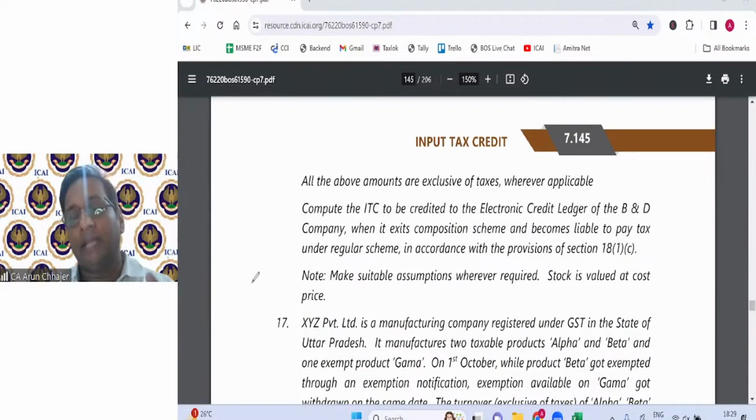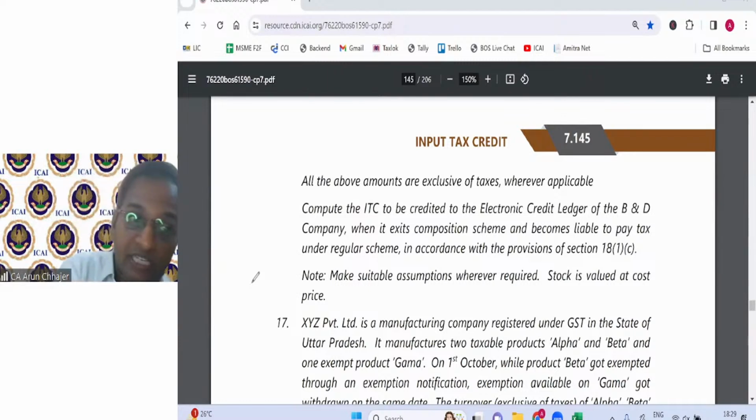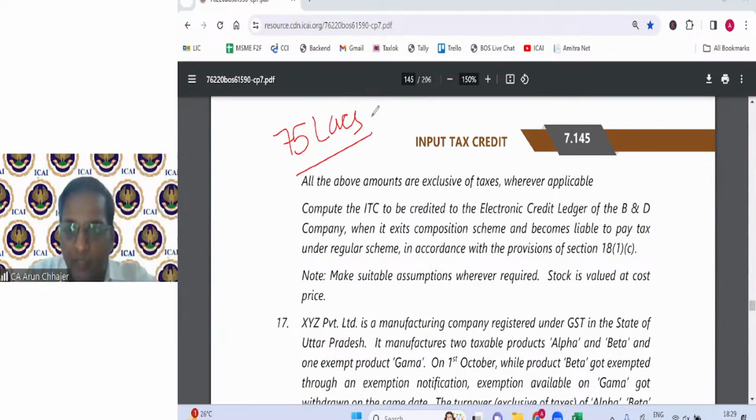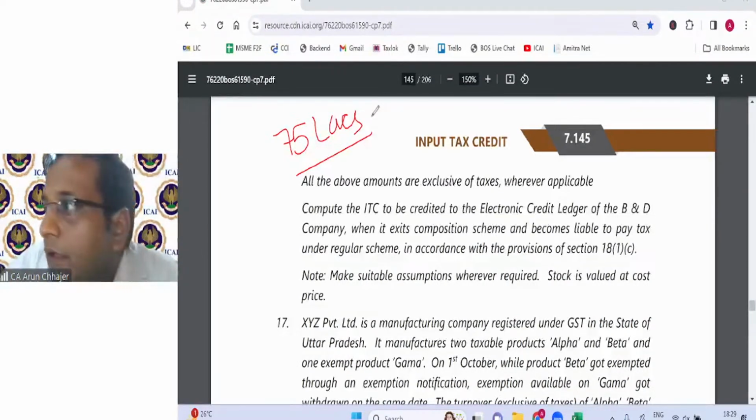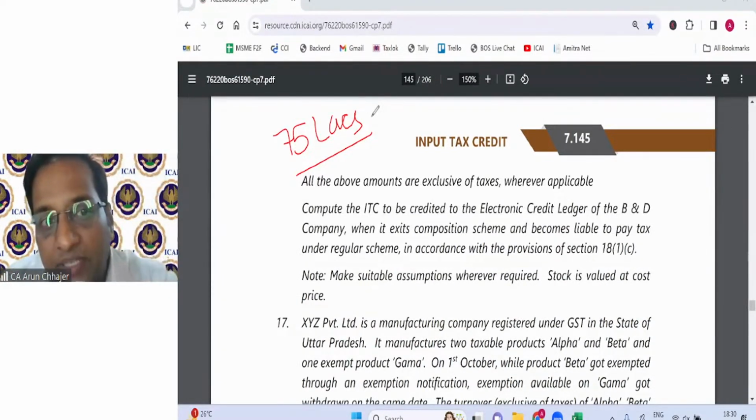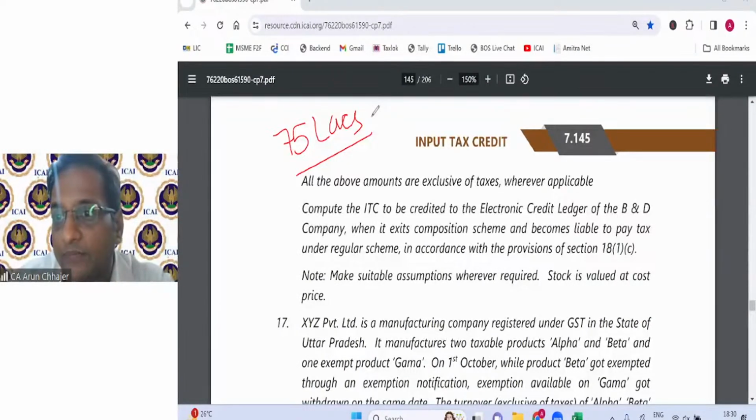However, we know that in the special category state, the limit is 75 lakhs. स्पेशल कैटेगरी स्टेट में 75 lakhs की लिमिट है, like Assam, Himachal, Jammu and Kashmir, etc. Other than, sorry, special category state other than these Assam, Himachal, and Jammu and Kashmir, because here the normal limit would apply, not the special category state wala. So it means in Jammu and Kashmir, the limit is 1.5 CR.